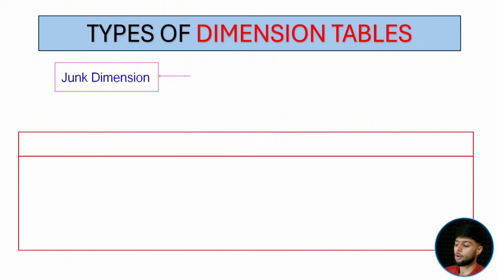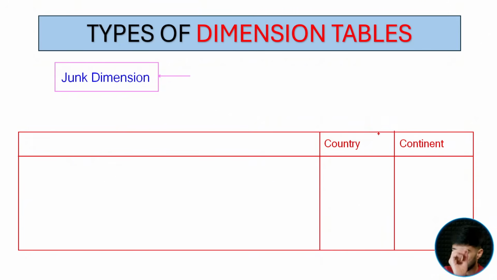So this is my fact table. Now in this fact table I have two columns, like this and like this. What can be a good example? Let's say in these two columns, one column is for country and the second column is for continent. Obviously it makes sense that we can create a kind of dim region or dim geography.